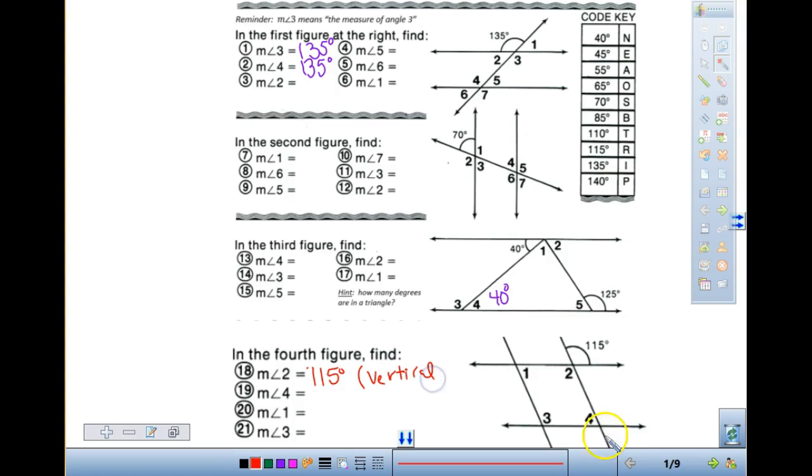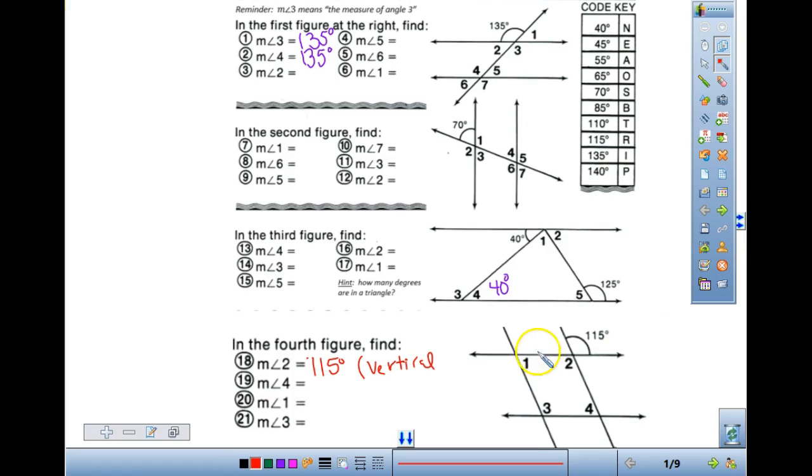Now, the other thing that we talked about yesterday was the same side interior. So what do I know about 2 and 4 together? Same side interior, which means they are supplementary, right? So I know this is 115, and now I know that 2 and 4 together have to add to 180.